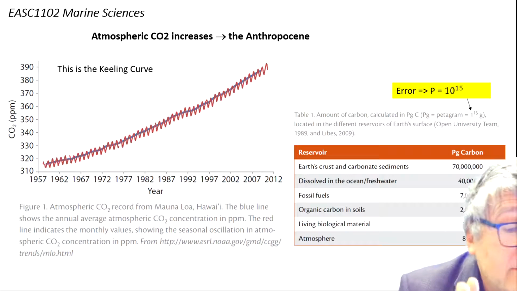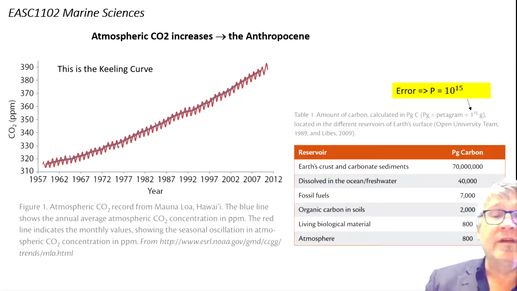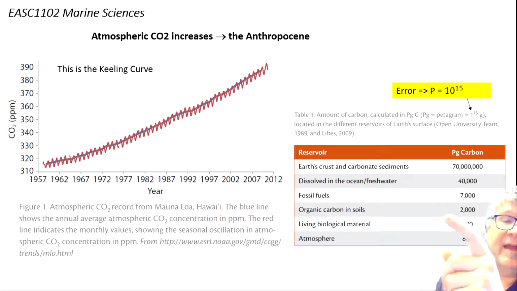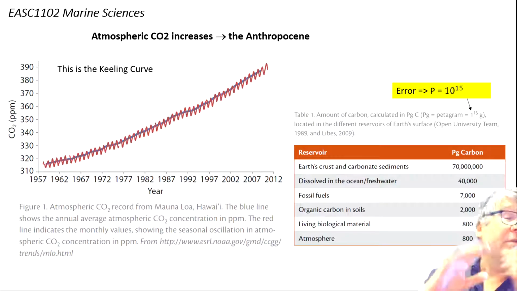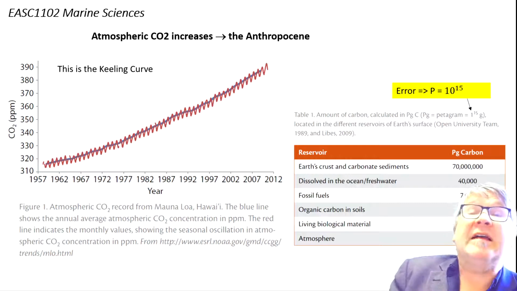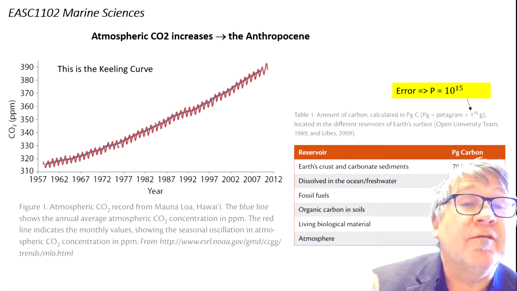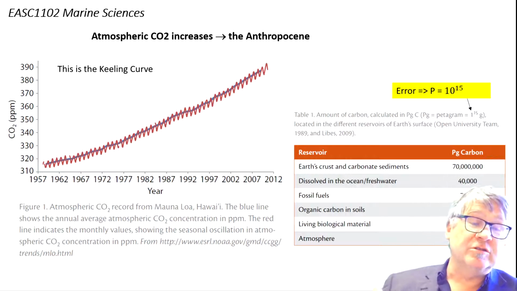Interesting to me is that in the atmosphere you have approximately the same amount that you have in all living biological material. You have 800 petagrams in living biological material and 800 in the atmosphere. Wow, that's interesting, isn't it? All right. A large amount of carbon is stored in the oceans.